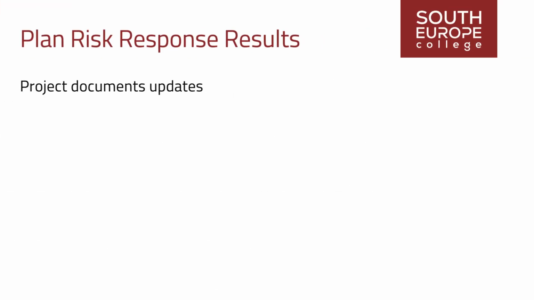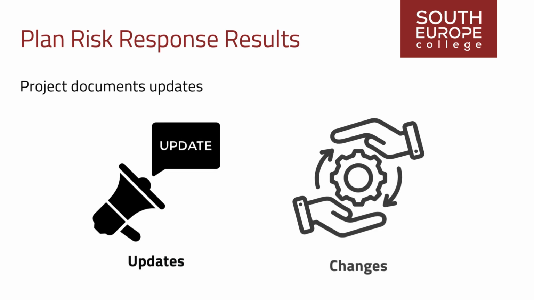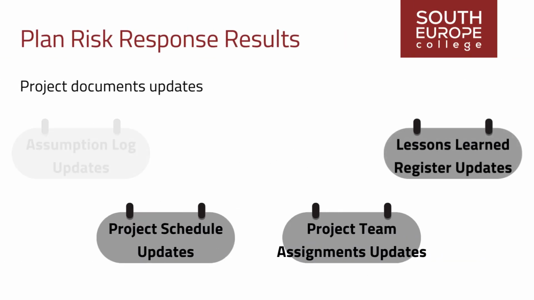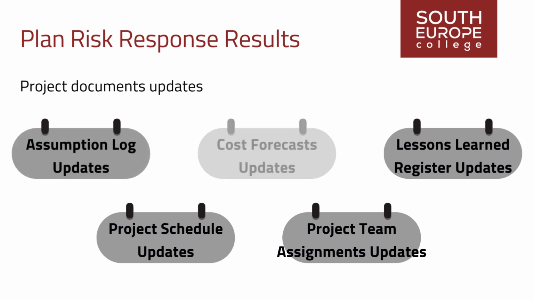Another outcome of plan risk response process can take the shape of updates and changes to the project documents. These may include assumption log updates, cost forecasts updates, lessons learned register updates, project schedule updates, project team assignments updates.